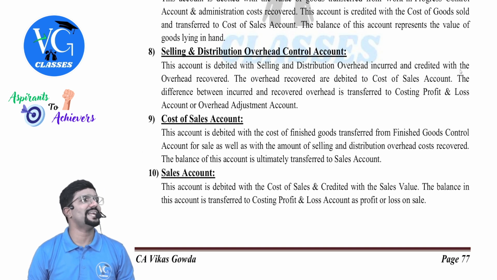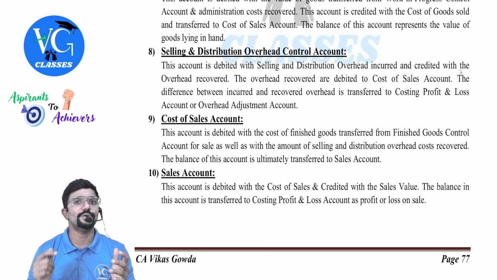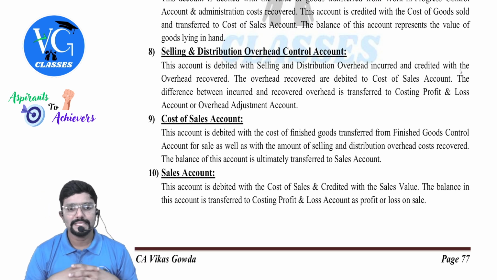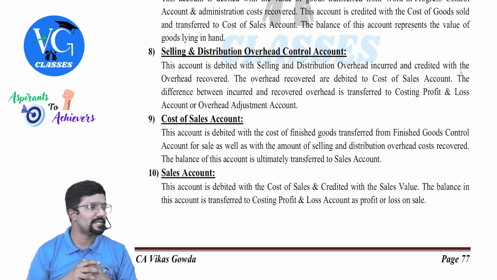Now what is this figure called? Cost of sales. So we are transferring cost of sales from cost of sales account to sales account. This account is debited with cost of finished goods transferred from finished goods control account. We will record it on the debit side.